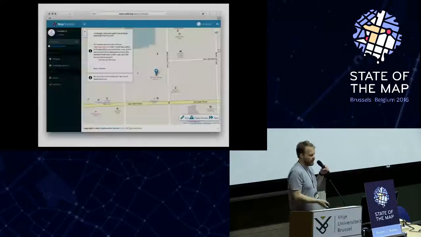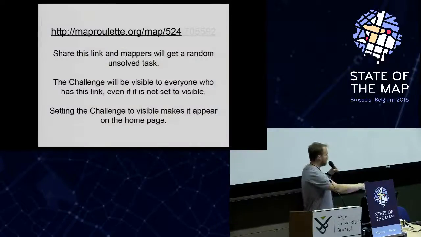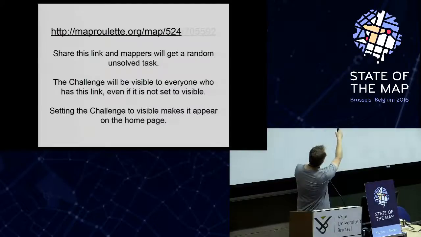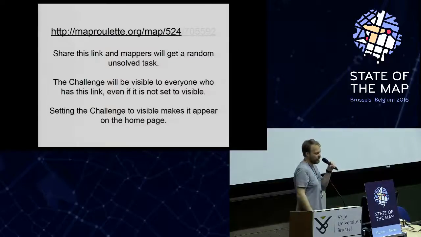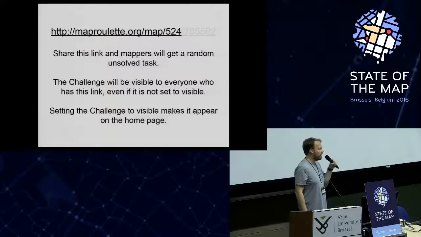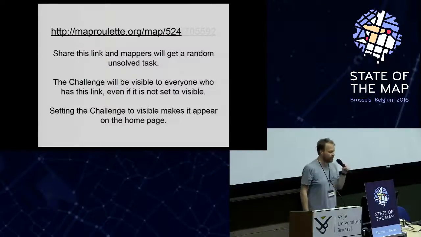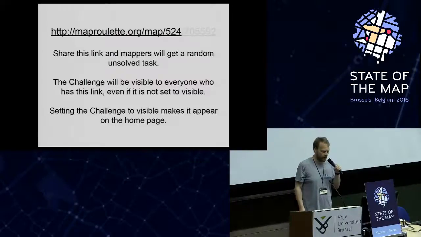Then you see the map and the URL there. The parts of the URL are basically maproulette.org, then map, then 524 is your challenge ID, and the last part is just the task ID. So if you want to share this at this point, you can share this URL with anyone you want to help with solving this challenge. And if you share the link, it will be accessible even if the challenge is not set to visible. The only difference that setting it to visible makes is that it will appear in the MapRoulette interface when people search for challenges or discover them by using the map on the main page.